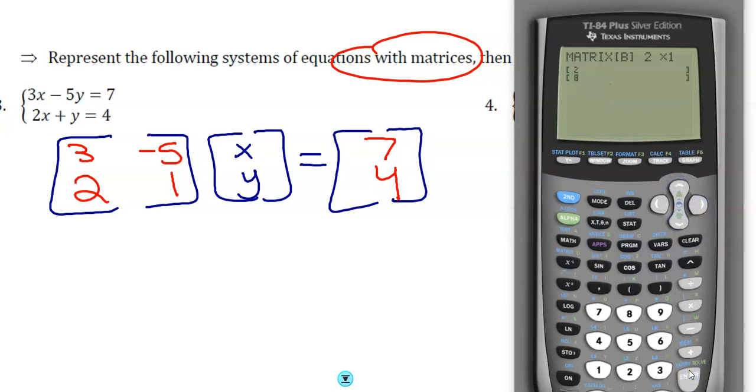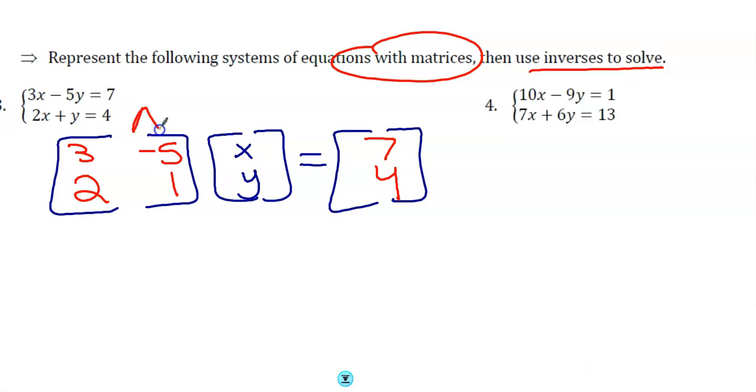So once I enter all of them in, second quit, or I think I can even just go back into the matrix. No, I have to do second quit every time. Second quit, so that I know what I'm doing. Now I'm going to go back and do the inverse. So the inverse goes with the first one.